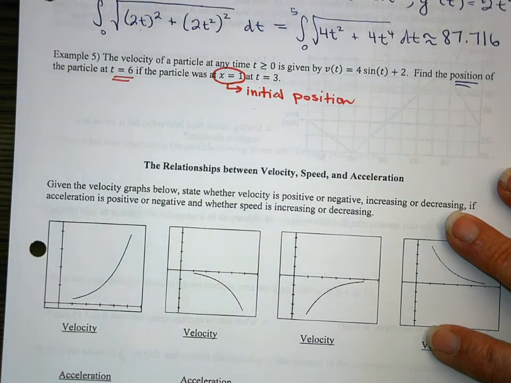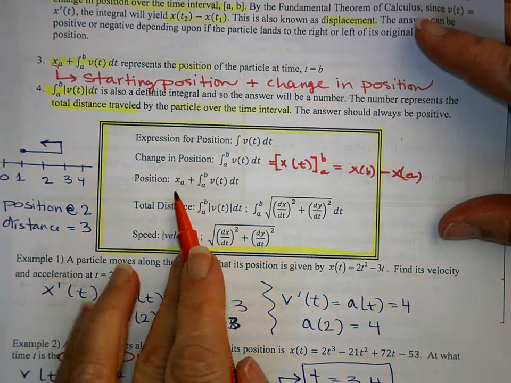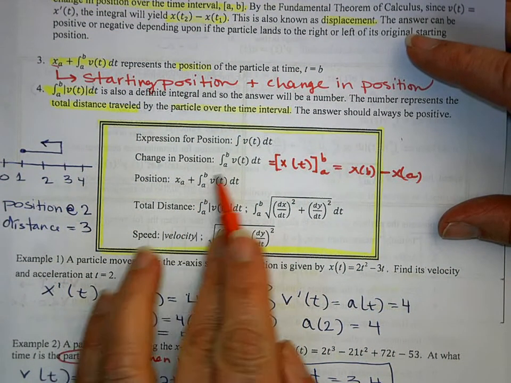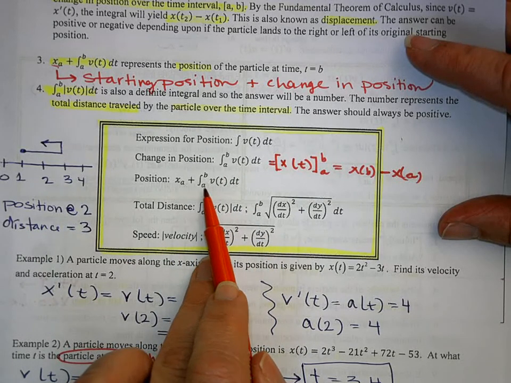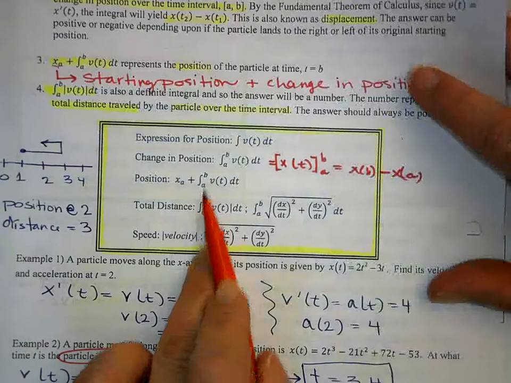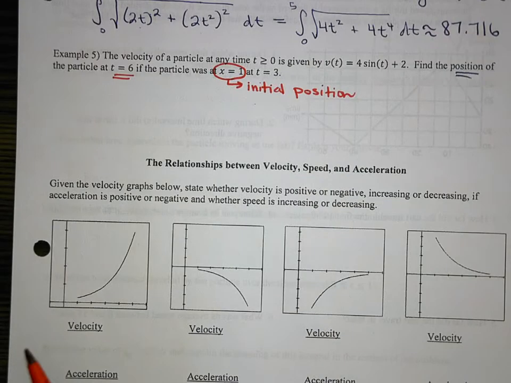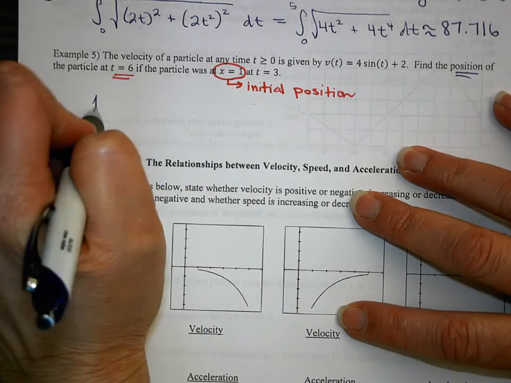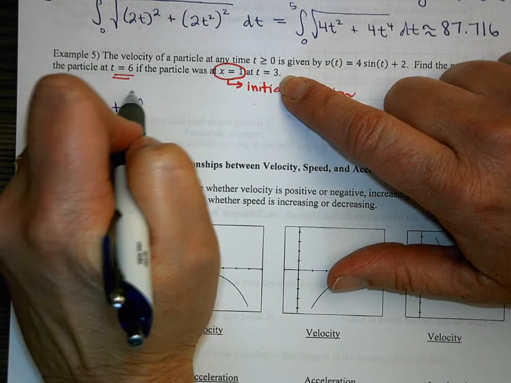So this is where, if I want to find position, I need to do initial position, so that would be 1, plus the change in position, right? Change in position, which is, in this case, from t equals 3 to t equals 6 of my velocity equation, okay? All right, so I have my starting position, and then plus the change in position from 3 to 6 of my velocity.